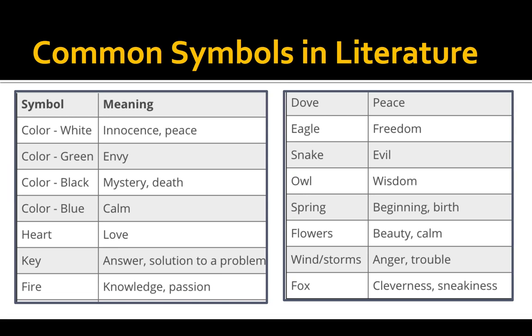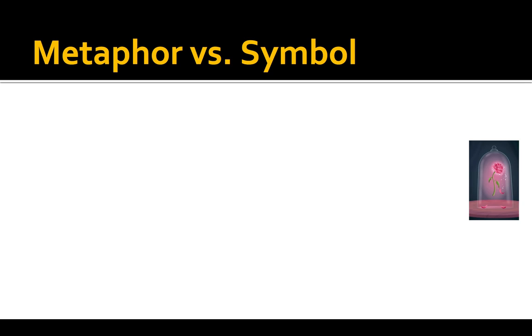And if a character is in the middle of a storm, it's not just a storm that's going on outside, but sometimes there's a quote unquote storm inside and they're feeling angered or troubled. So symbols are a way for the author to put an image in there, but also tell us something else about that image.